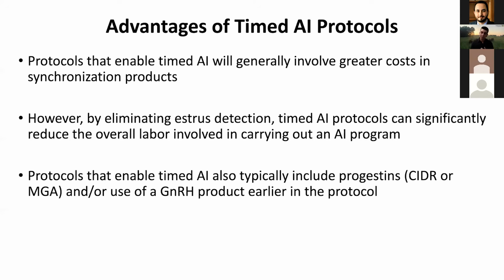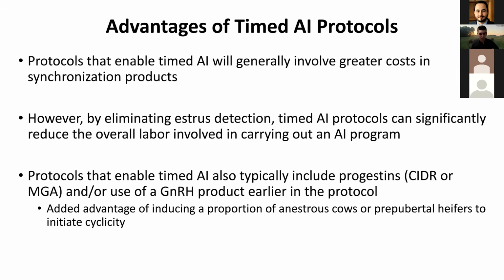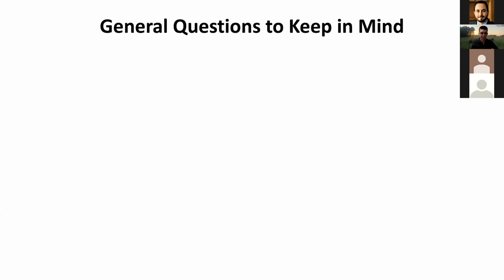And if you think about that multi-year perspective of trying to move this system, continuous improvement, right, shortening that calving season, that is a big deal. GnRH can do that a little bit as well. We really think progestin protocols are often the way to go. Admittedly, they will sometimes have some greater costs associated with them, but progestins in particular are a great tool to help, again, induce that proportion of anestrus cows or prepubertal heifers to initiate cyclicity.